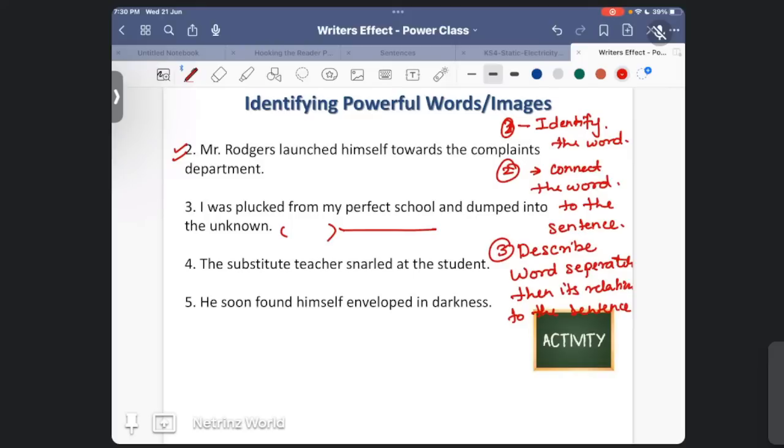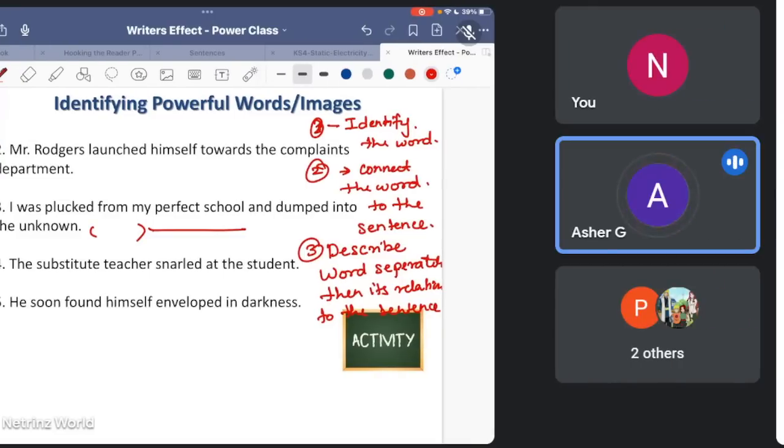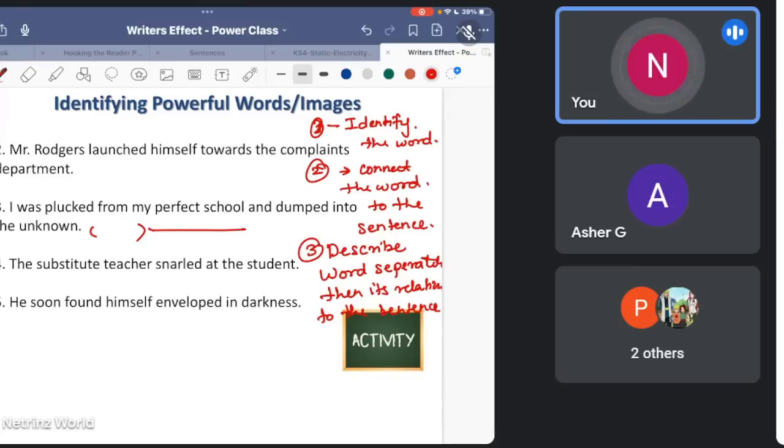Okay, Aisha, go ahead. Can I write the next sentence? Yes, please. The phrase snarled at describes how the substitute teacher was furious and annoyed at the students.